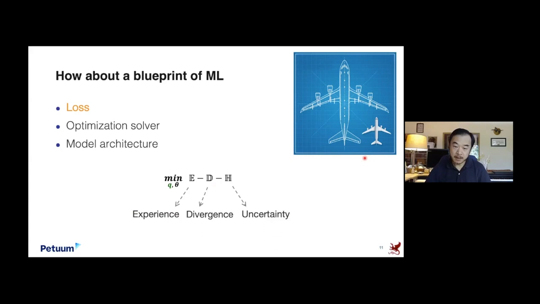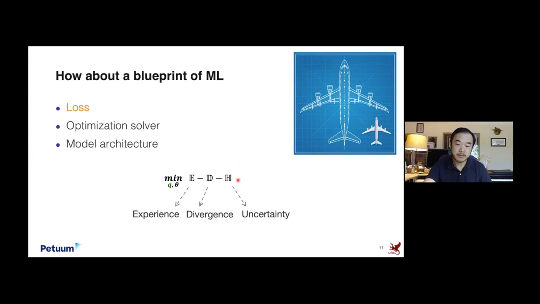So I would like to propose that a generic standard equation like loss function may look like the following. It has to have three components. E stands for experience of arbitrary type, including data. I will give examples about how they look like. D stands for divergence, which can be a vehicle to kickstart a learning process. And the H represents uncertainty, which could be a self-regularizer, a regularizer to control model complexity.